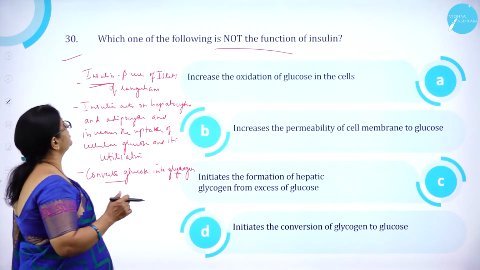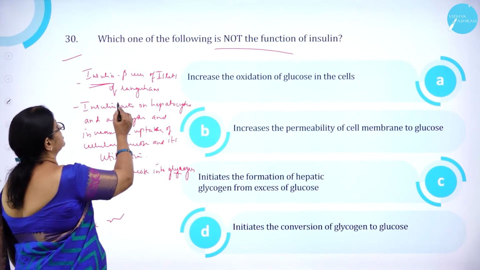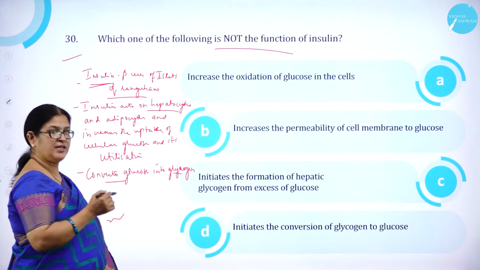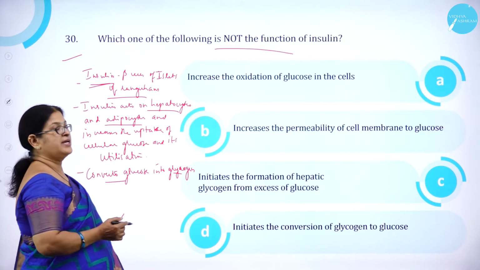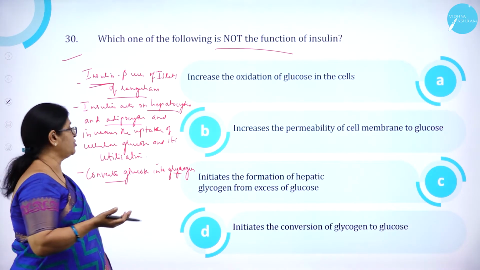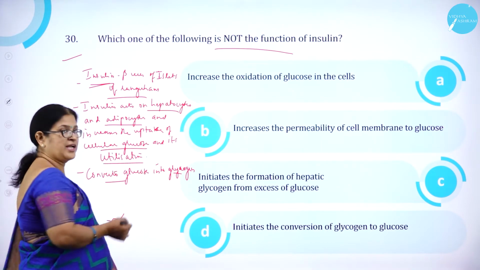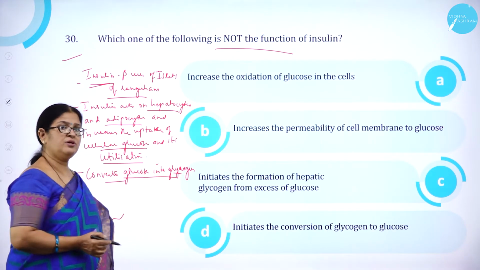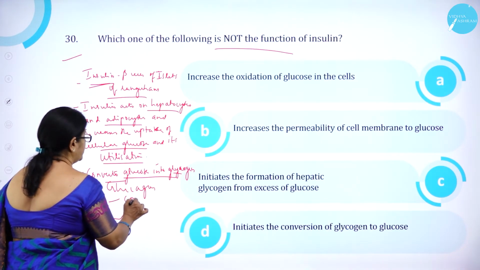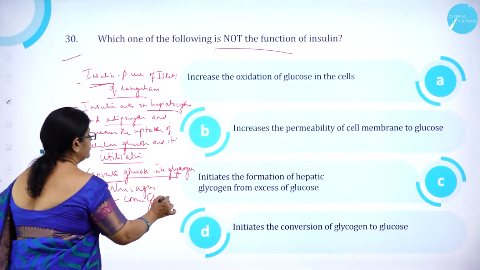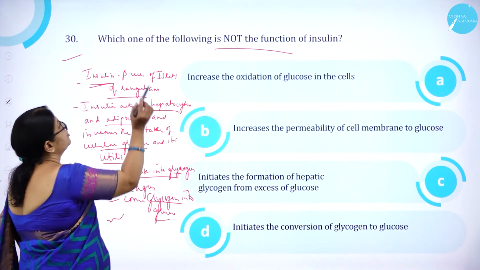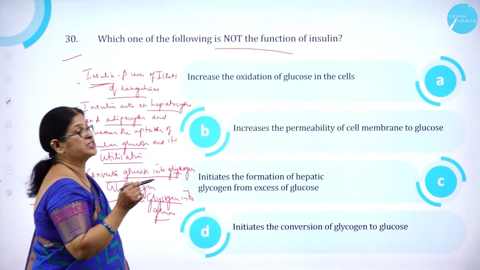So insulin, as I said, is produced by the beta cells of islets of Langerhans. This insulin acts on hepatocytes, that is the liver cells, and also adipocytes, and increases the hepatocytes' capacity to absorb more glucose, cellular glucose and its utilization. So, it converts glucose into glycogen. Glucagon converts glycogen into glucose. So, which one among the following is not the function of insulin?